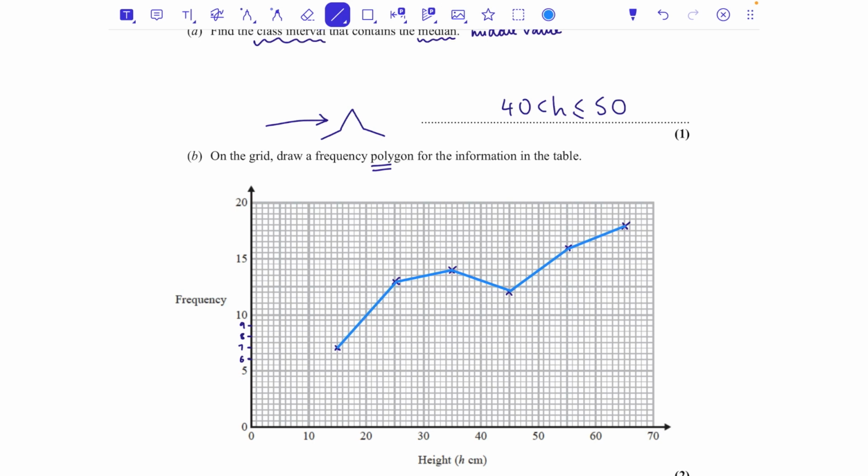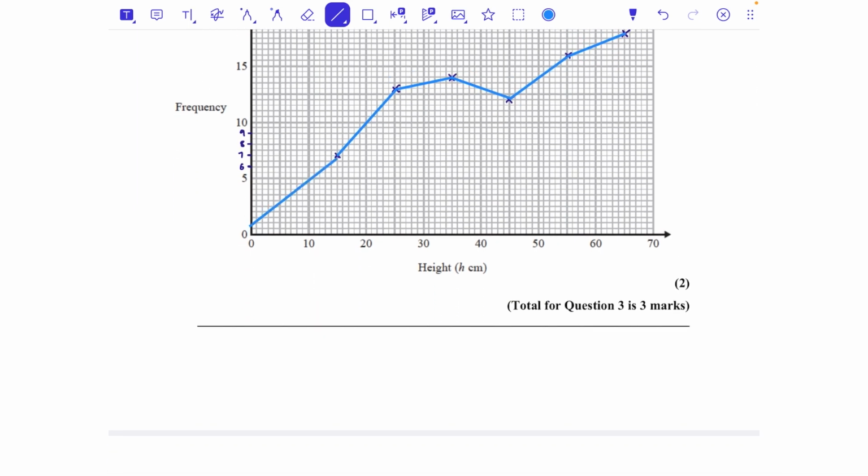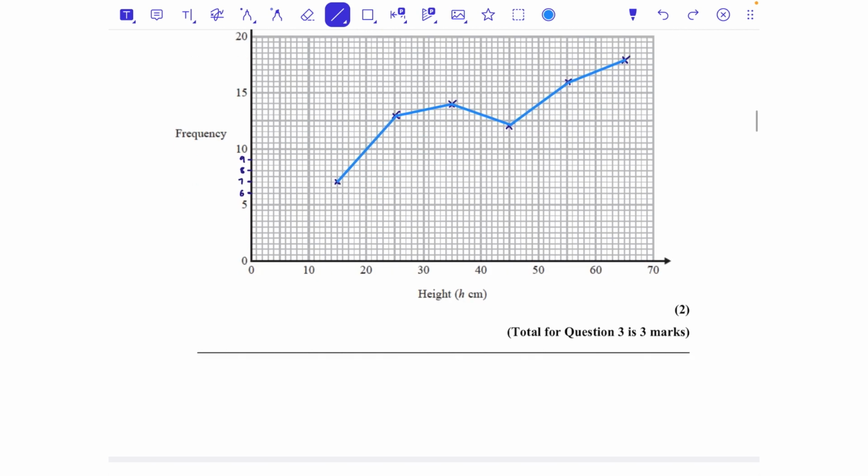With a cumulative frequency, you plot at the top of the category, it's a smooth curve. So little tips and tricks to help you remember which graph is which. Never join it to the origin, okay? And never join them up like that to make a polygon. This is a frequency polygon just like this, okay?